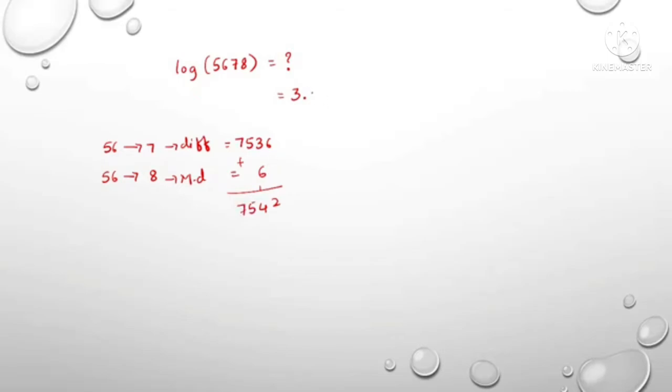What is the answer of mantissa? 7542. This is the answer. 3.7542. Is it clear? The answer is 3.7542. Here 3 is called characteristic. 7542 is mantissa. Right?